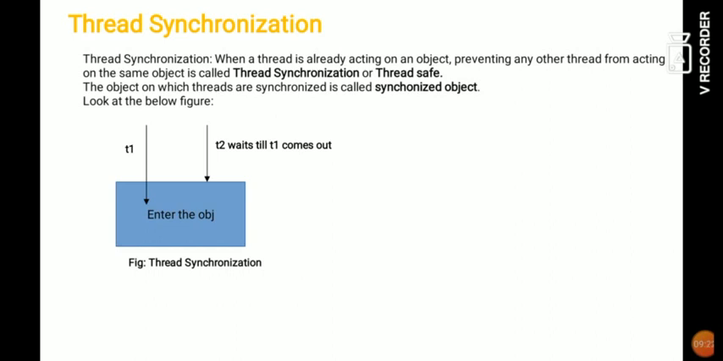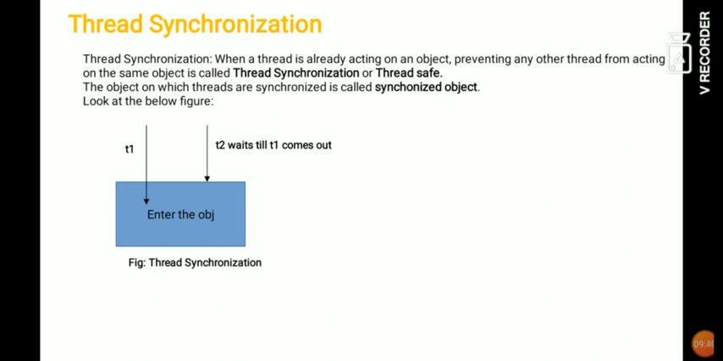So this process is called thread synchronization. Only one person can enter into the room. In the same way, only one thread can act on an object at a time. So other threads should wait until thread 1, or that particular thread, releases that object. This process is called thread synchronization.